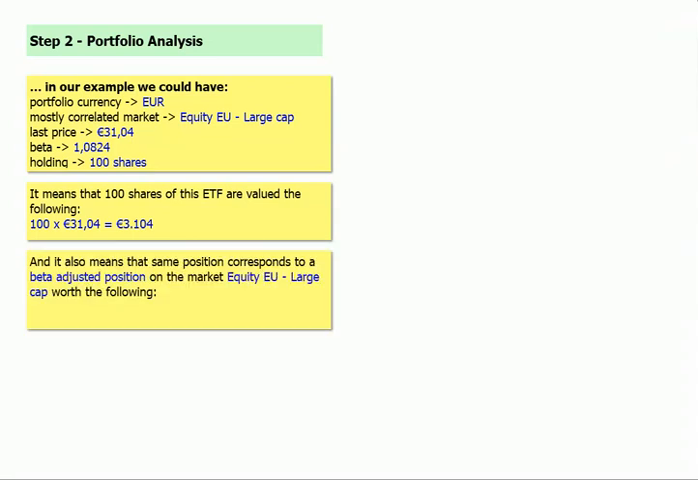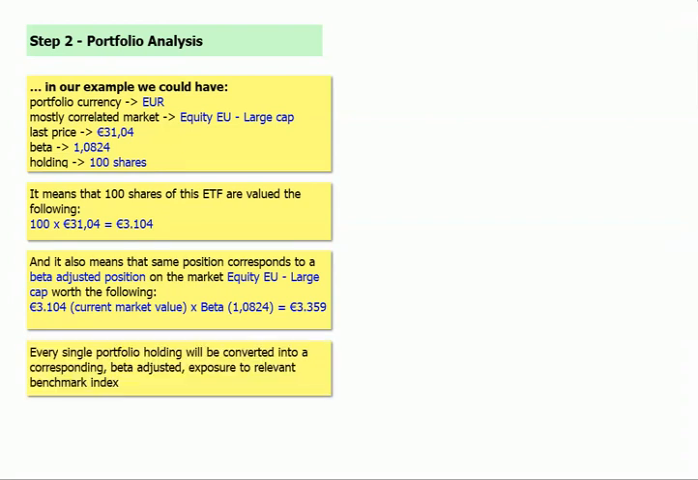And it also means that the same position corresponds to a beta-adjusted position on the market equity euro large cap worth the following: 3,104 euros, that is the current market value of our actual holding, multiplied by beta, that is 1.0824. So our actual holding gives us an exposure to the equity euro large cap market of 3,359 euros. Every single portfolio holding will be converted into a corresponding beta-adjusted exposure to the relevant benchmark index.